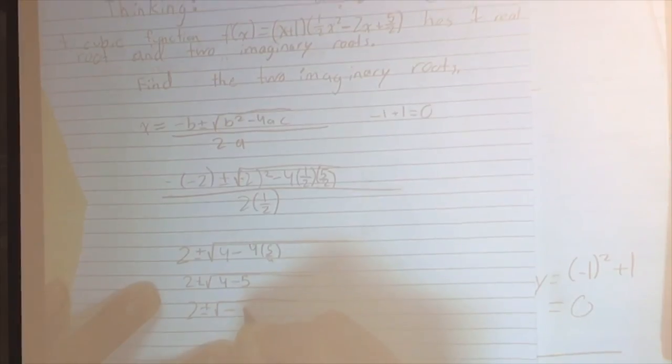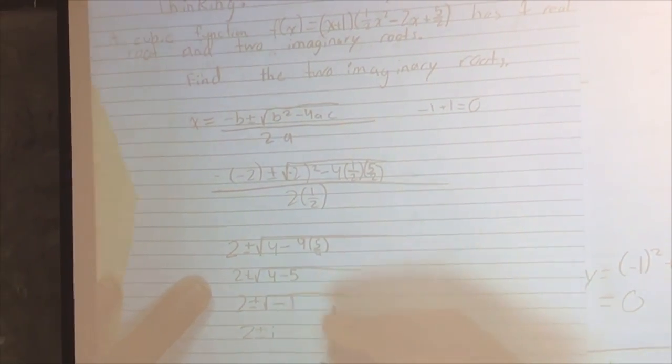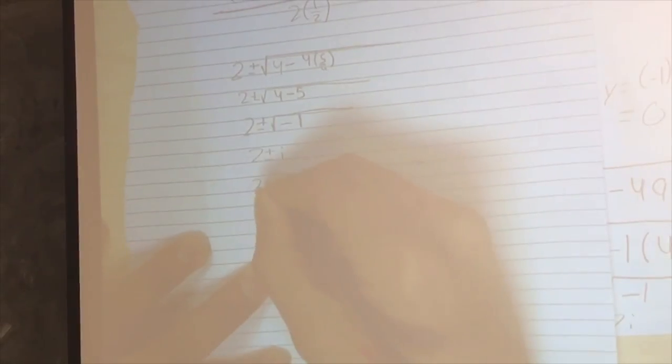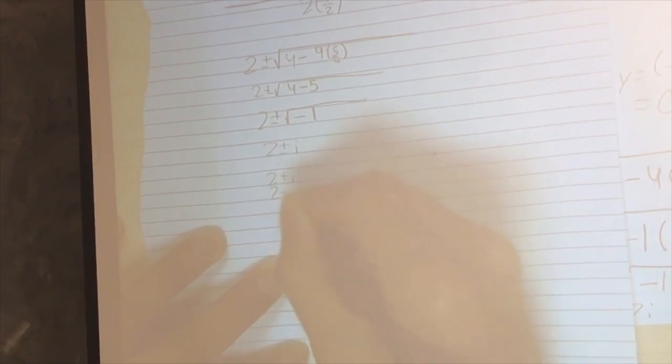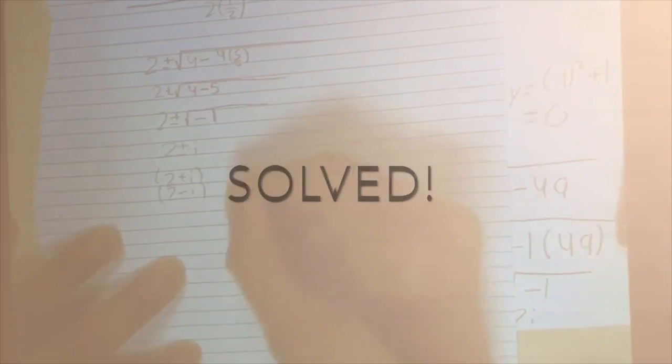4 minus 5. So 2 plus or minus the square root of negative 1, and we know that's i. 2 plus or minus i, and then 2 plus i and 2 minus i are your 2 imaginary roots. Solved.